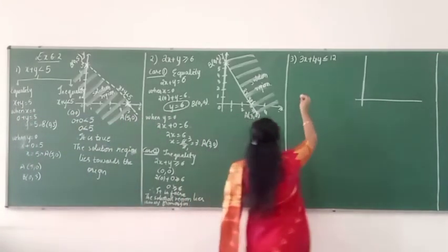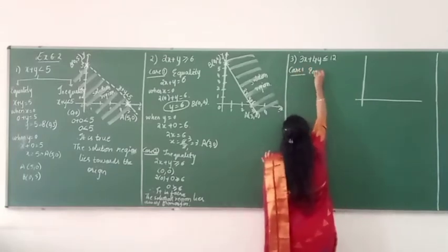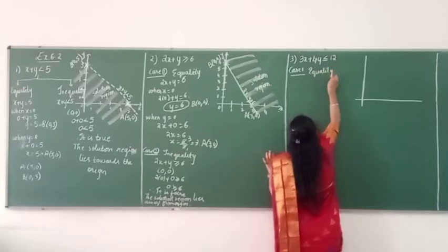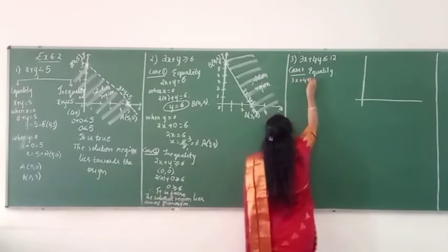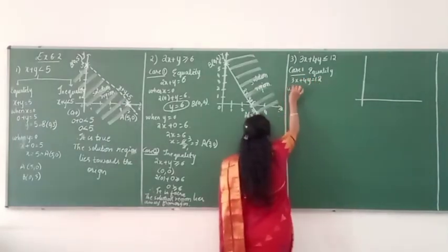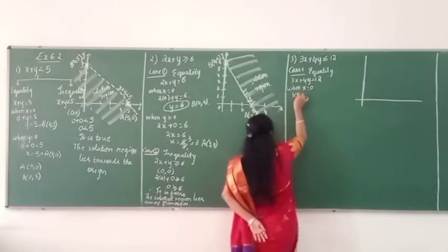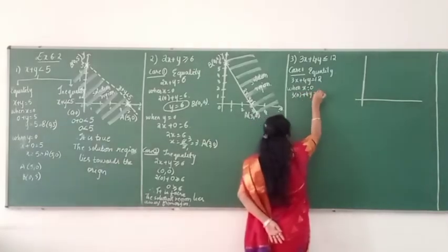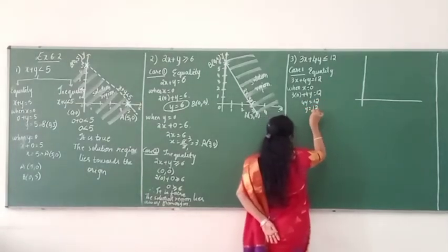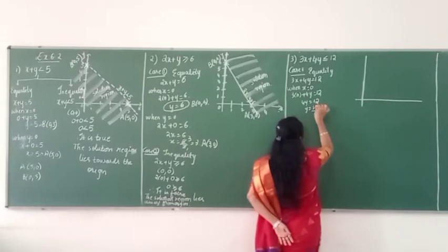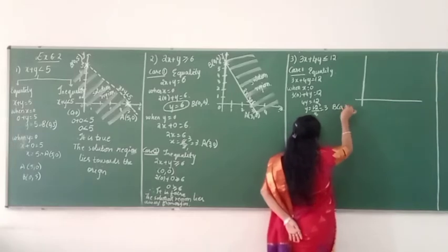So next one, case 1, which is nothing but equality. So equality means what we are having? 3x plus 4y is equal to 12. When x is equal to 0, it will be 3 into 0 plus 4y is equal to 12. Therefore 4y is equal to 12. Y is equal to 12 divided by 4, which is nothing but what? 4 threes are 12. So your B point is nothing but 0 comma 3.